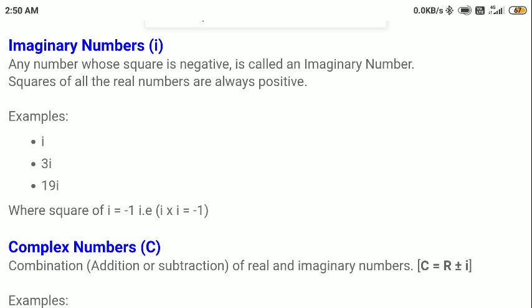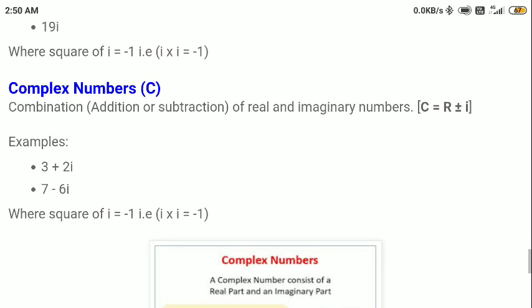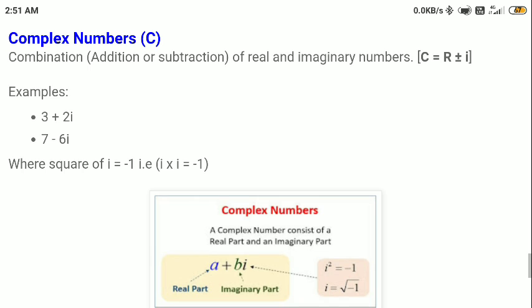So i has the value root over minus 1, and when we multiply i by i, we get the value minus 1. So it is a special type of number which is used in higher classes of mathematics. You will get to know. Now let us talk about complex numbers. A complex number is the combination of real and imaginary numbers.